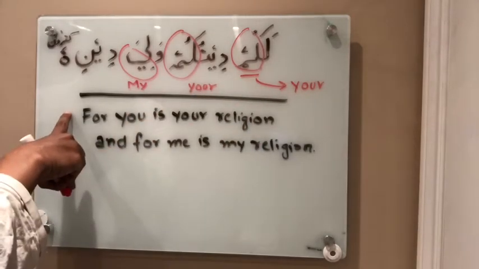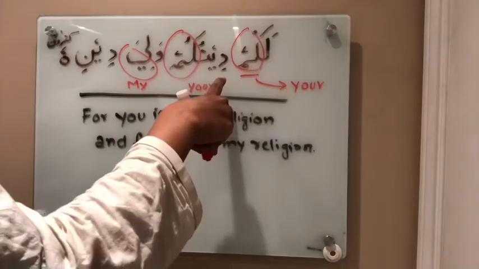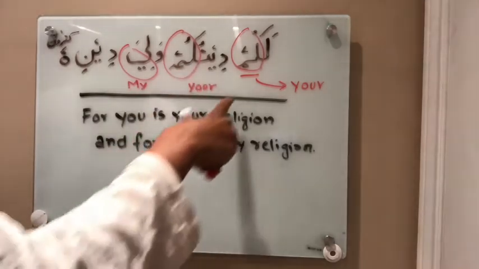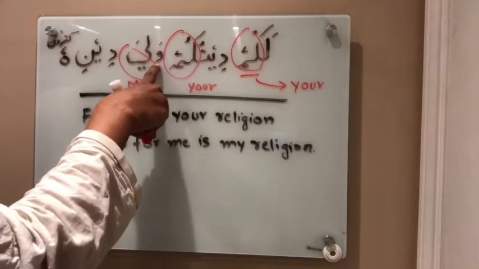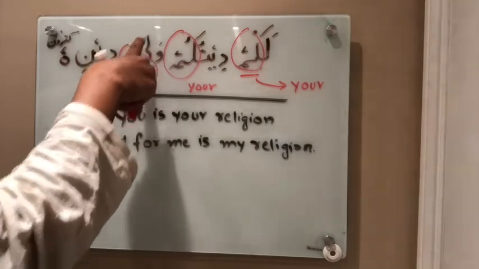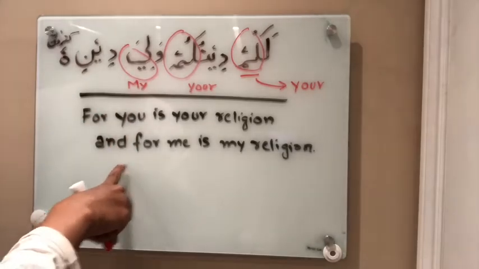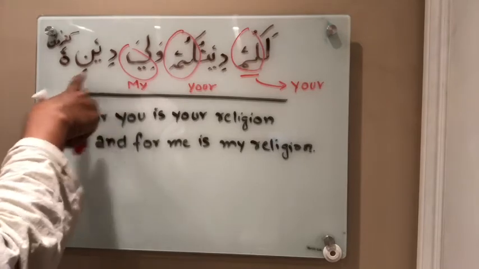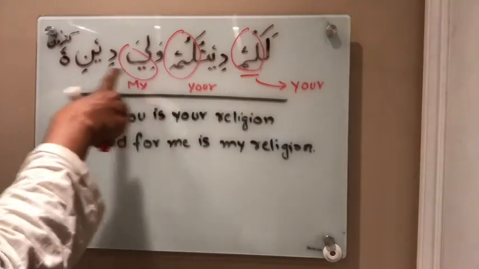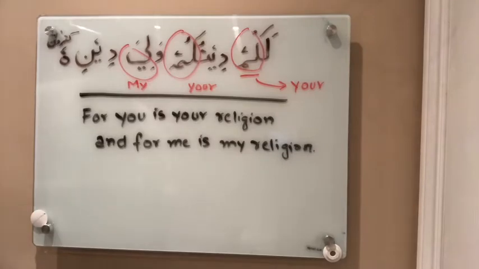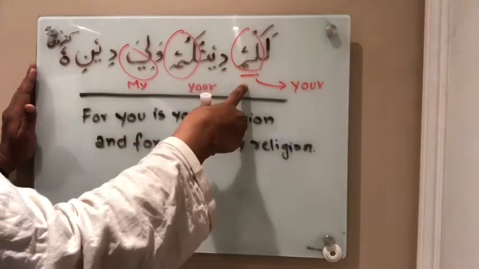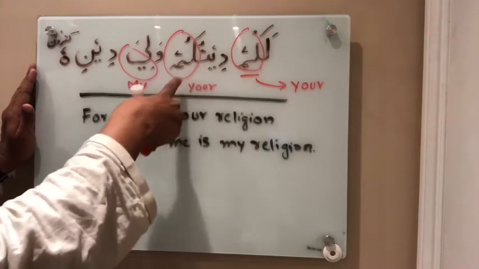So look at the translation here. For you, lakum, for you, dinukum. So for you is your religion. Wa means and. For me, la again belonging to, and then ya is my, and for me is my religion, dini. Lakum dinukum, for you is your religion, and for me is my religion. You just notice that just by knowing two connected pronouns, lakum dinukum, kum, waliyadin.